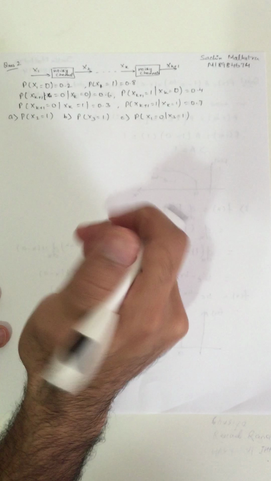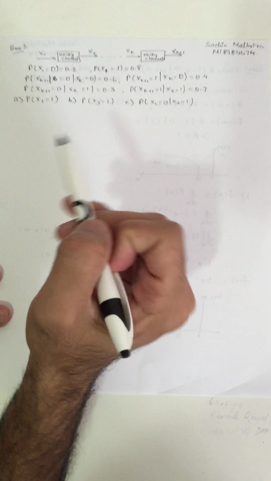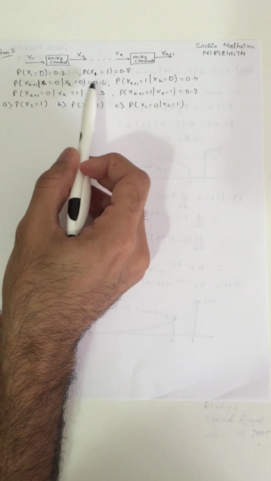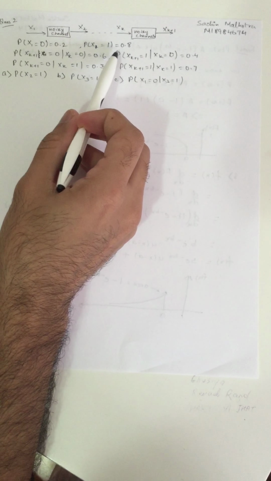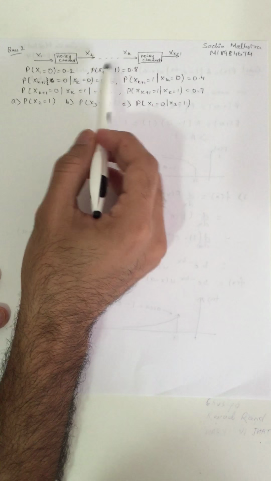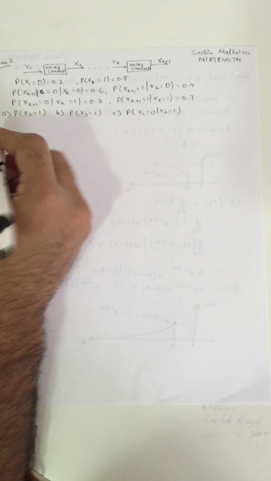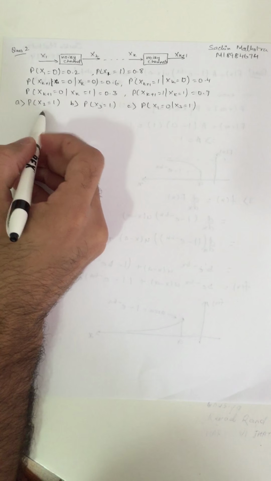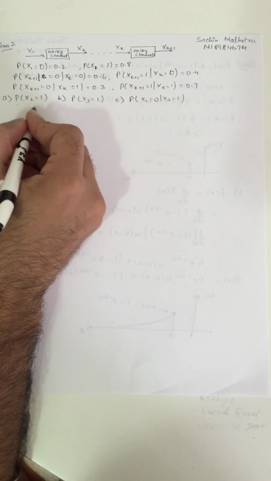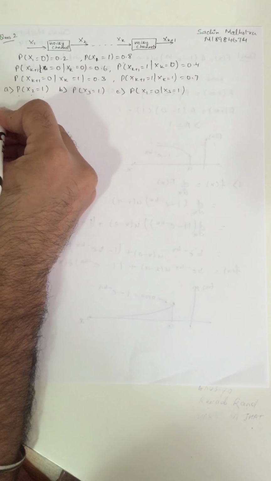Hi, I'm Sachin Malhotra. I'm going to be explaining this question where we are given P of X1 equal to 0 is 0.2, P of X1 equal to 1 is 0.8, and we are given certain few equations explaining the whole channel. So our first part wants us to find the value of P of X2 equal to 1. That can be found out by the total probability.